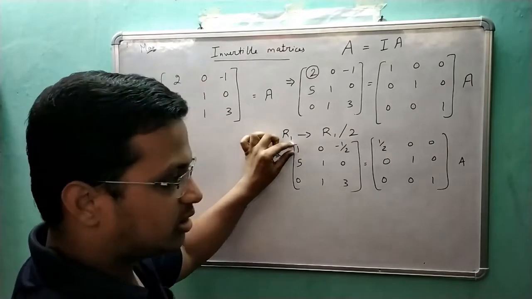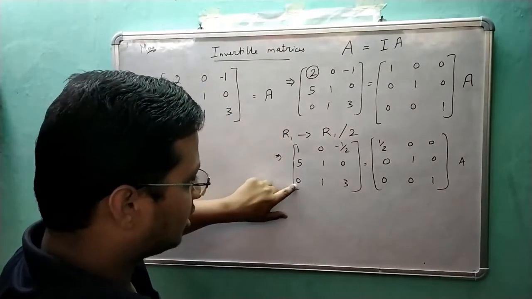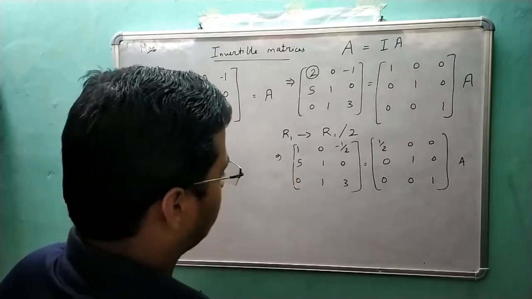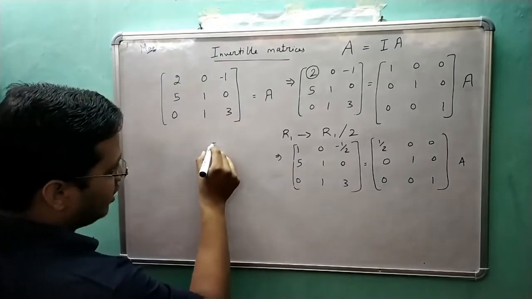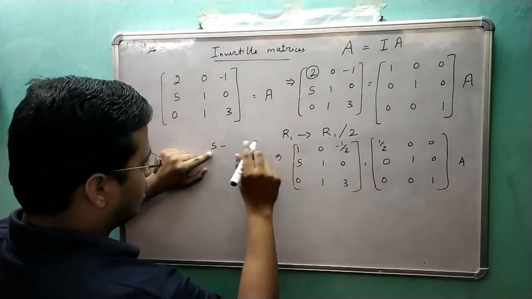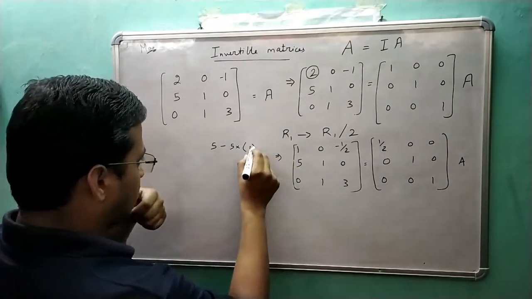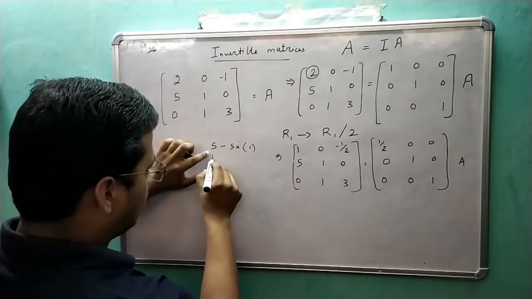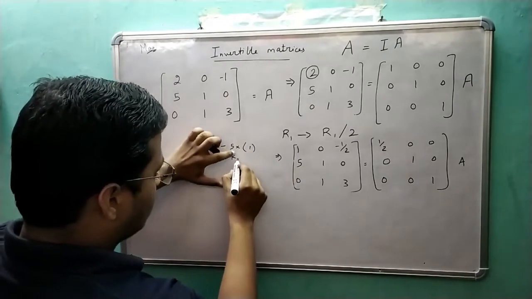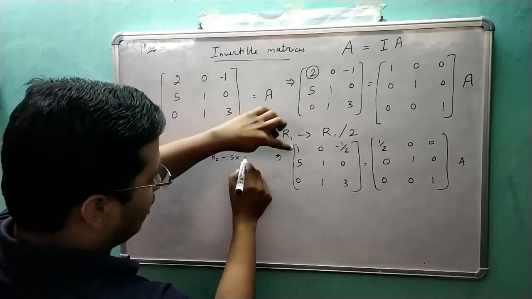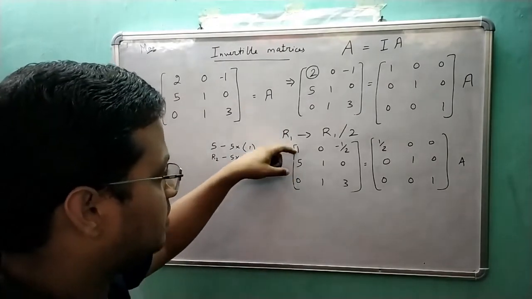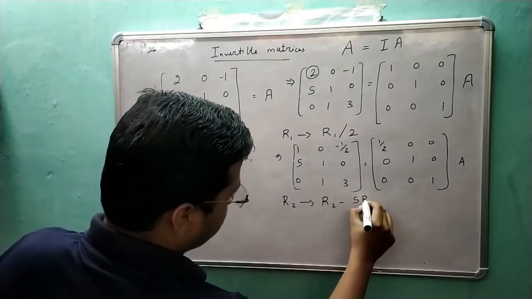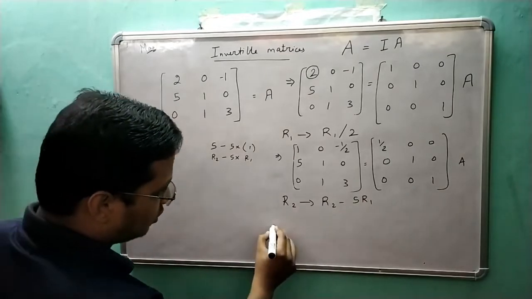Now our first element is 1 and we have to make these two 0. As you can see, the third one is already 0. So our work has been a bit easier. Now we have to make R2 0. How to do that? If I use 5 minus 5 into 1, I will get 0. So whatever element is in R2, 5, I have to apply R2 minus 5 times R1. So let us change R2 to R2 minus 5 times R1. By practice you can get to know these things.